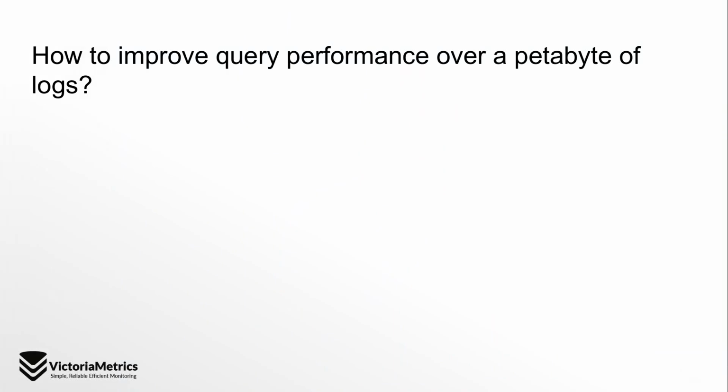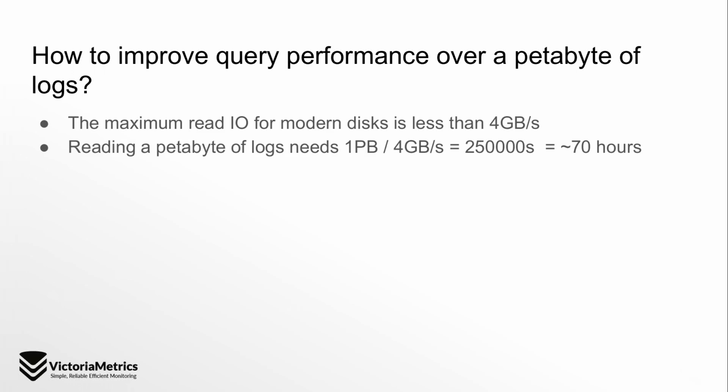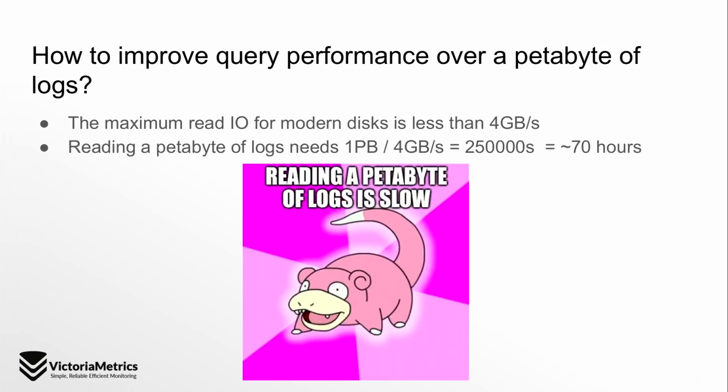How to improve query performance over a petabyte of logs? Let's look at an example. Modern computers have disks with a maximum disk read I/O of around 4 gigabytes per second. These are NVMe disks. And when we calculate how much time is needed to read 1 petabyte of data, by dividing 1 petabyte by 4 gigabytes per second, you get around 70 hours. And that's quite slow.